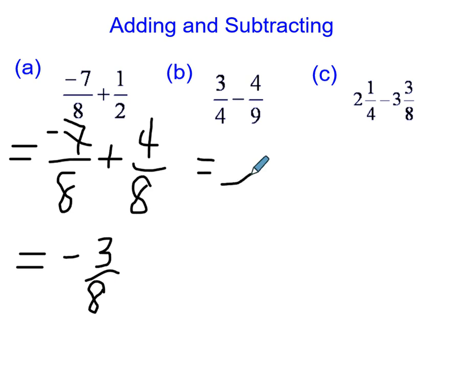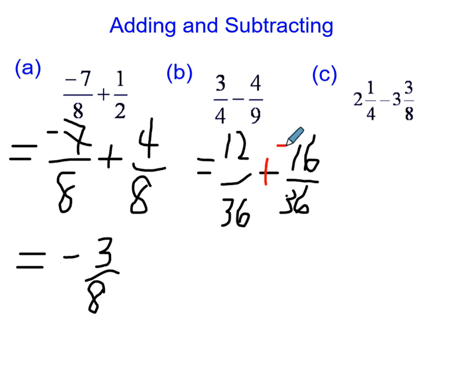Okay, next one, same thing. We get a common denominator. That's 12, and that's 16. And then again, it's just integers. And if you prefer, you could think of this as adding the opposite. So that's really like 12 plus -16, or 12 minus 16, and you'll get -4. And then this one does simplify to -1/9.